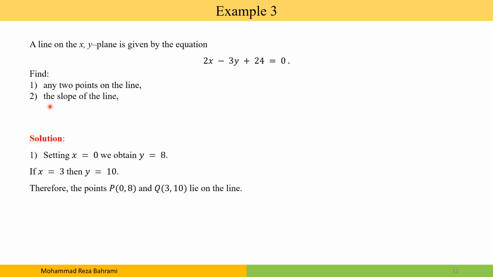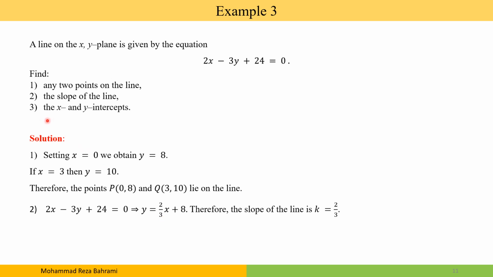The second one is the slope of the line. So we want to find the slope of this line. In this case, we can change it to the slope-intercept equation. So what we have to do is find y. We can write it as y equals 2/3 of x plus 8. So from here we can say that the slope of the line is 2/3.